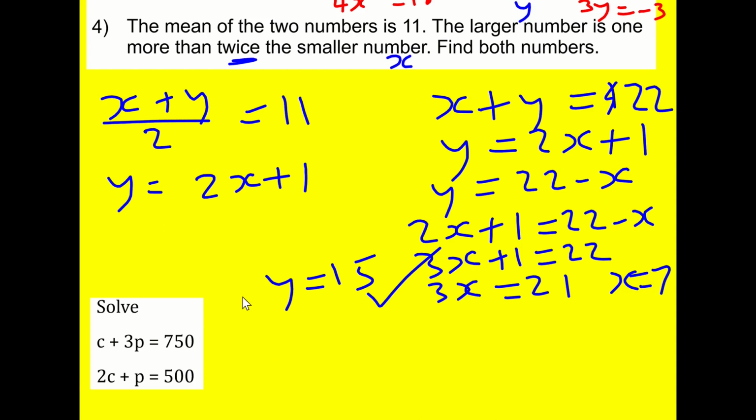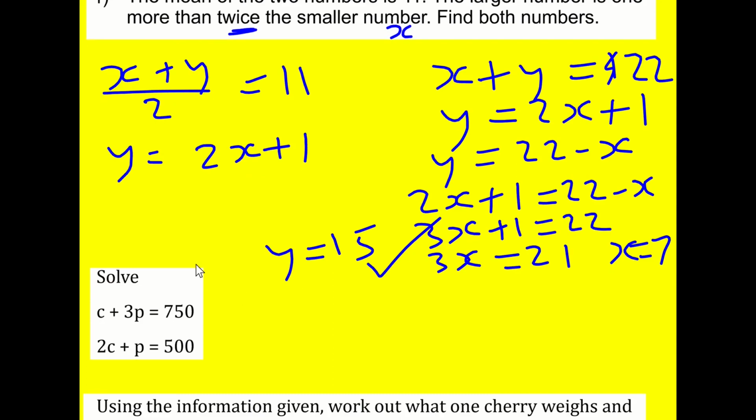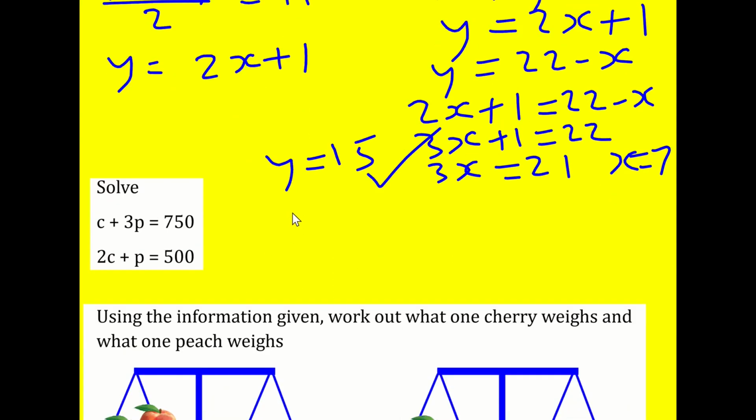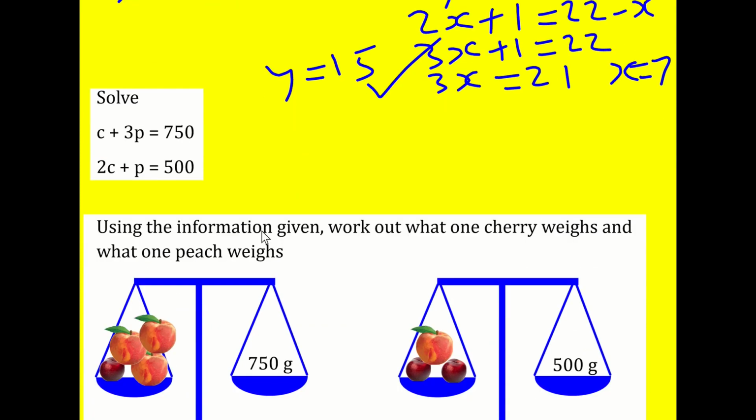Okay, there's a few ways we could do it. The way I'm going to teach you is we're going to stick with elimination, and I'm going to again make a case for using scales just to get the idea across. So I can set up my equations back as scales. I've got 1 cherry and 3 peaches, and that weighs 750 grams. And I've got 2 cherries and 1 peach, and that weighs 500 grams.